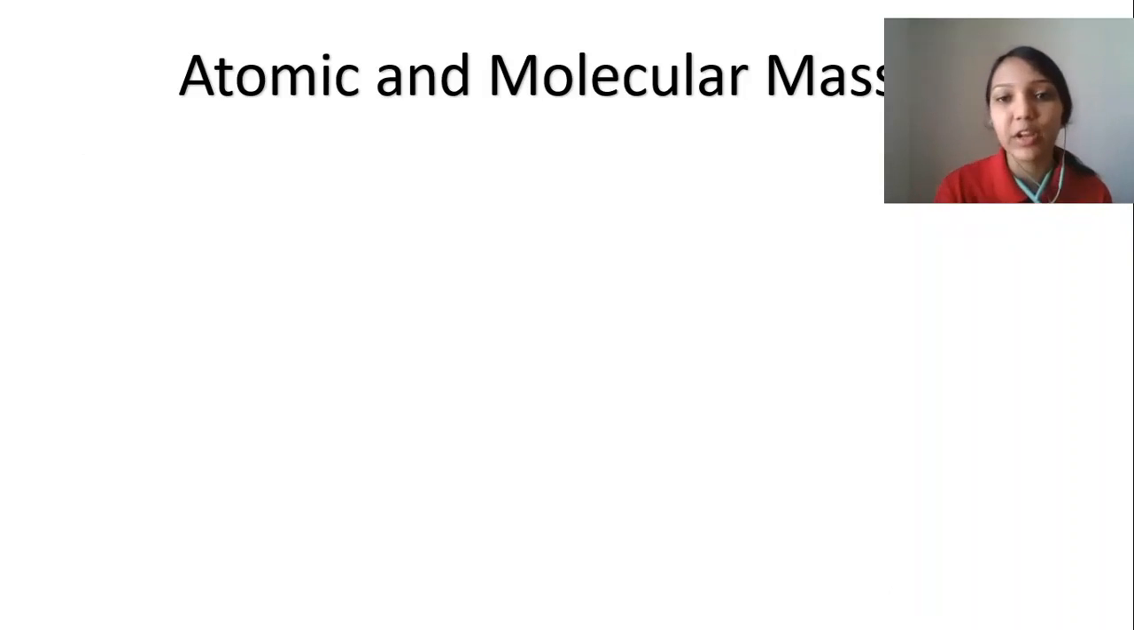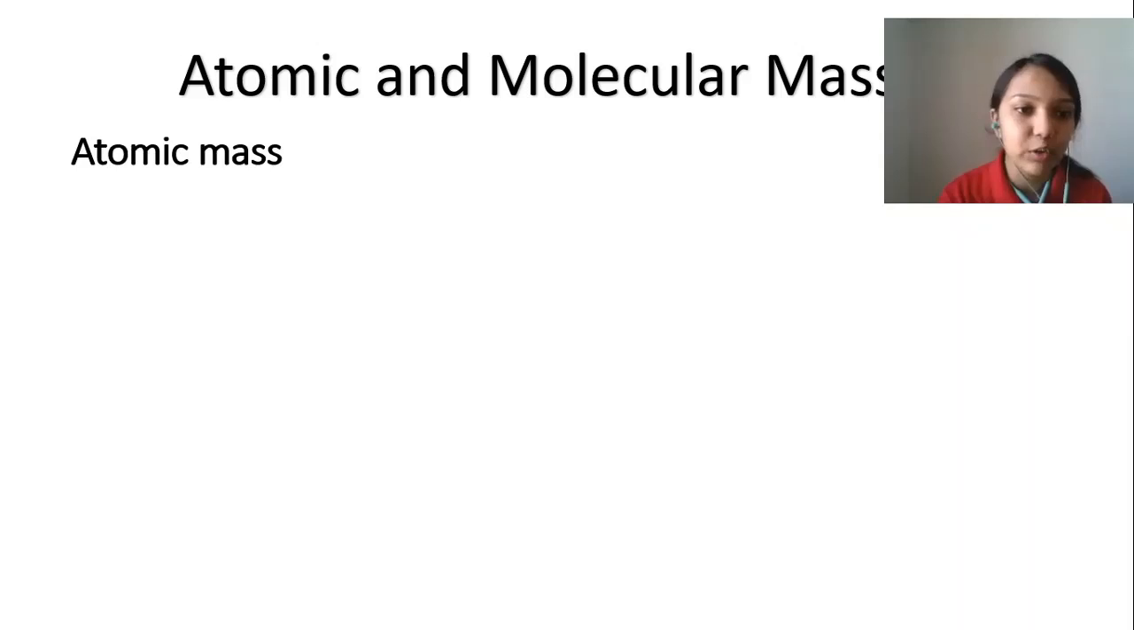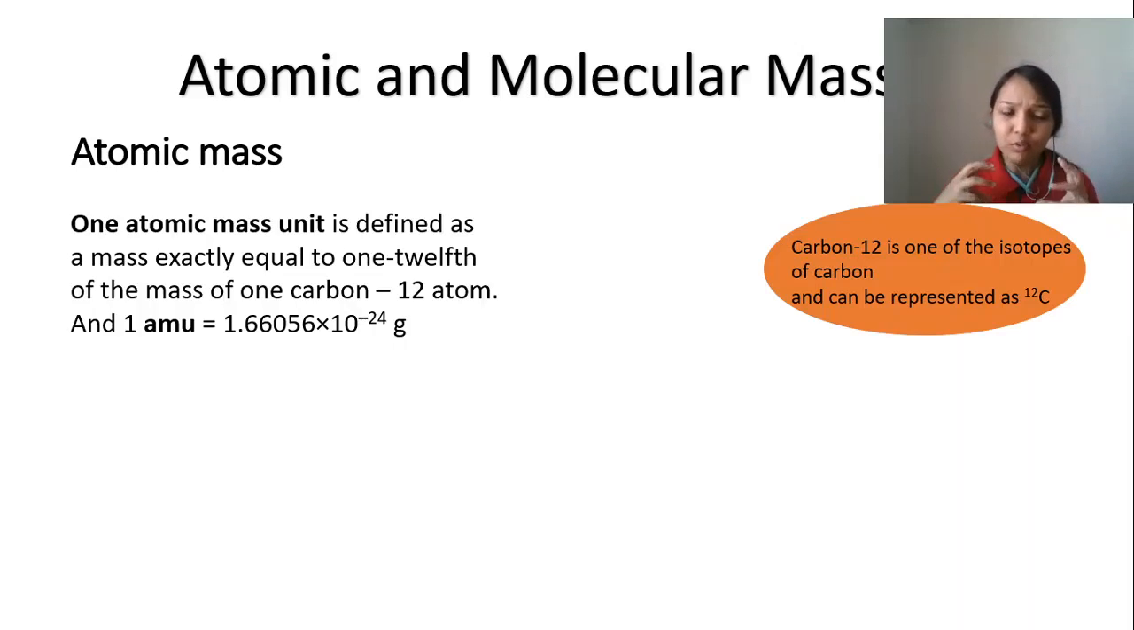Next, let us discuss atomic and molecular masses. You know that atoms are very, very small, right? So even the masses of the atoms and molecules will be very small. First, let's discuss atomic masses. To find the atomic masses, they have taken one reference, that is the mass of one carbon-12 atom. Carbon-12 is one of the isotopes of carbon. Carbon has 3 isotopes and one among those is carbon-12. One atomic mass unit is defined as exactly 1/12 the mass of one carbon-12 atom. That is, 1 AMU is equal to 1.66 × 10^-24 gram.